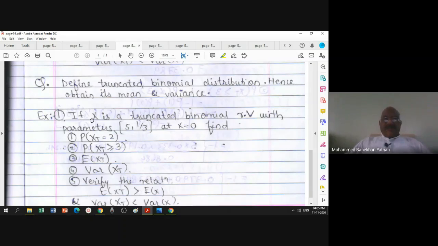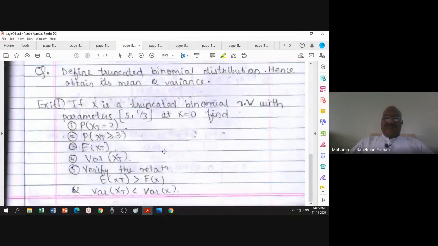Example 1. If capital X is a truncated binomial random variable with parameters small n equal to 5 and p equal to 1 by 3. The variable is truncated at x equal to 0, that means the 0 value is discarded. Find the probability of the truncated variable at point 2. The probability that the truncated variable takes values greater than or equal to 3. The expected value of the truncated random variable, that is the mean. The variance of the truncated binomial random variable. Part number 5: verify the relation that truncated mean is greater than original mean and truncated variance is smaller than original variance.